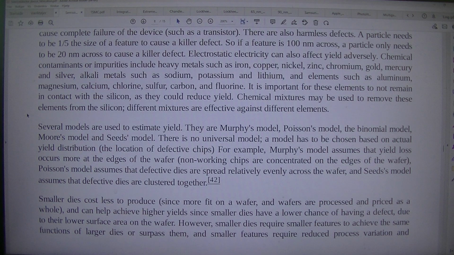Several models are used to estimate yield. They are Murphy's model, Poisson's model, the binomial model, Moore's model and Seed's model. There is no universal model. A model has to be chosen based on actual yield distribution, the location of defective chips, for example. Murphy's model assumes that yield loss occurs more at the edges of the wafer. Non-working chips are concentrated on the edges of the wafer. Poisson's model assumes that defective dies are spread relatively evenly across the wafer, and Seed's model assumes that defective dies are clustered together.